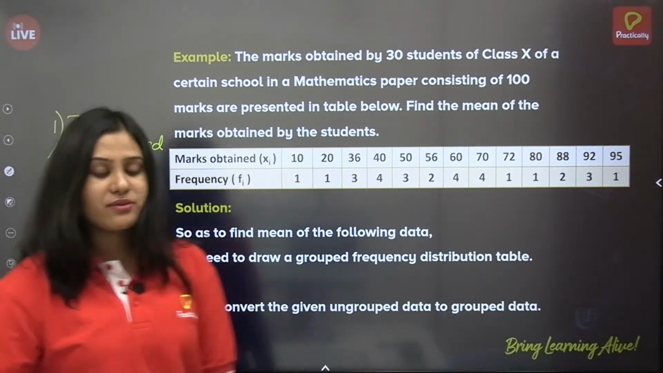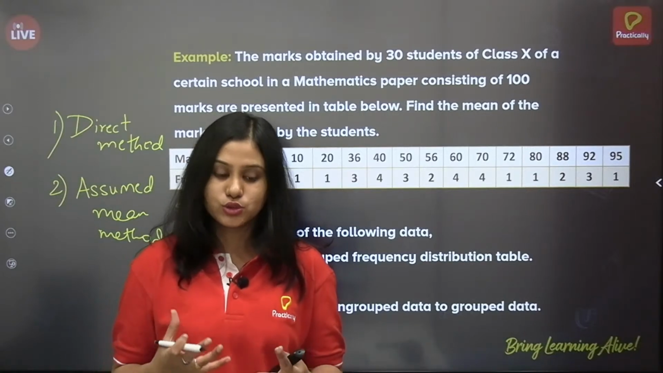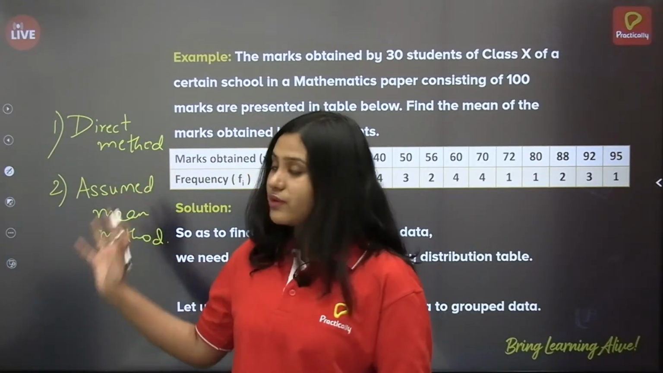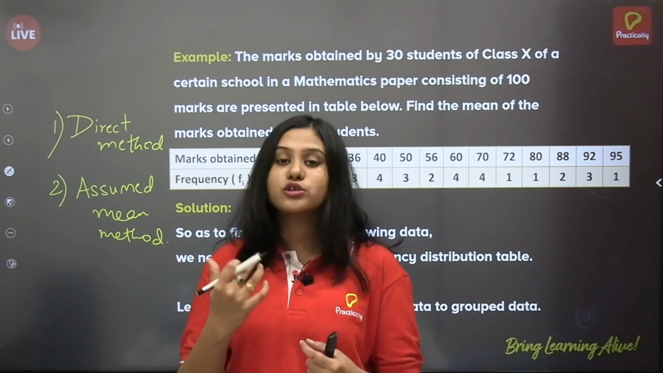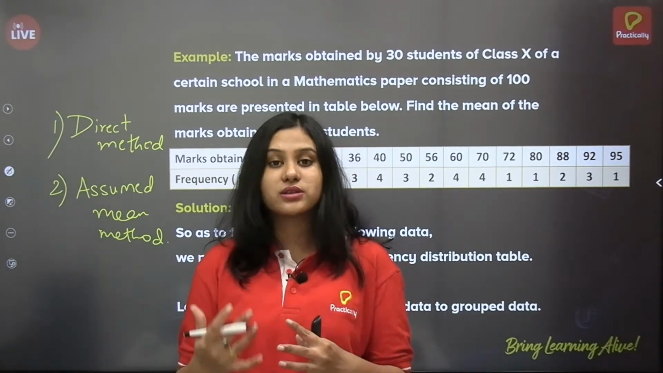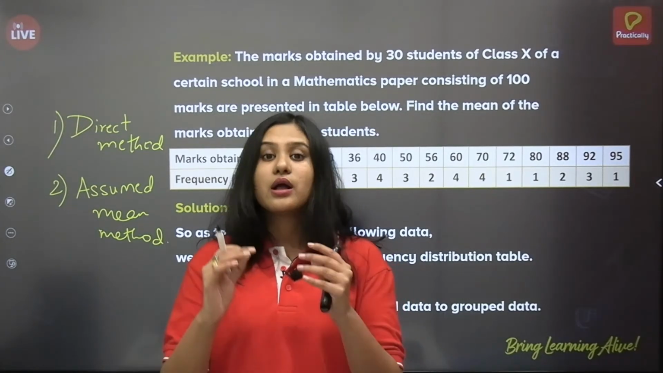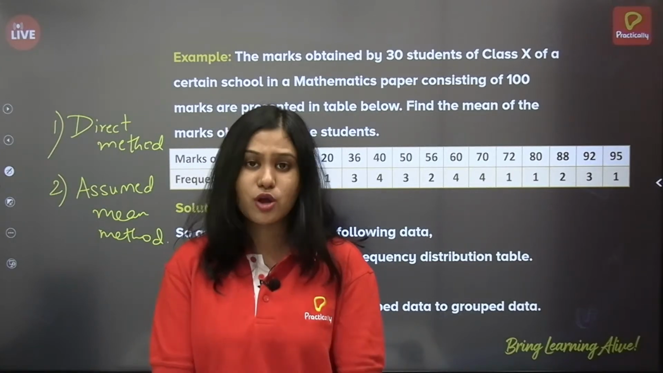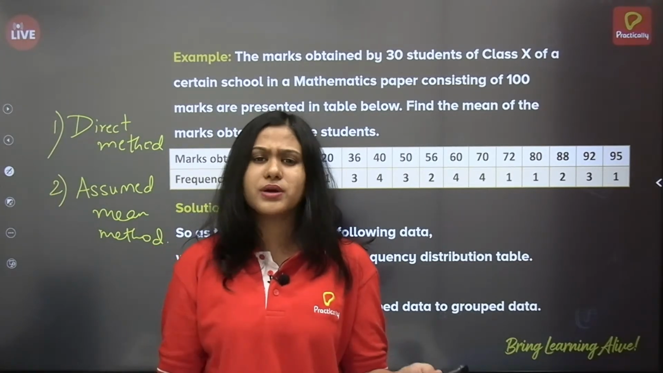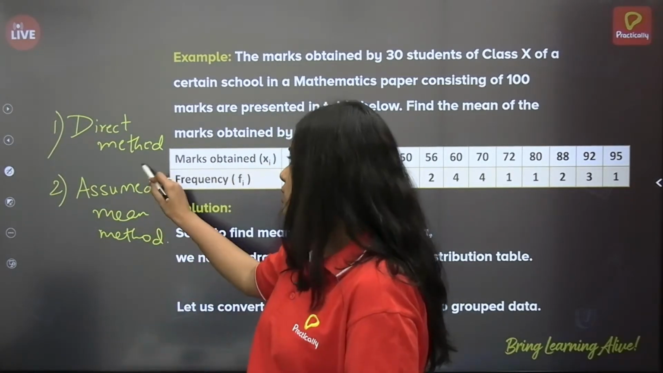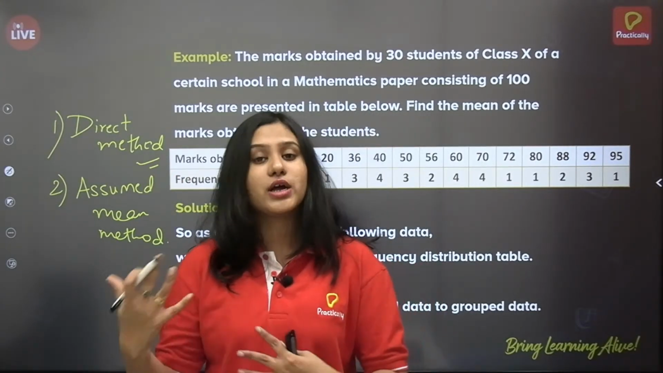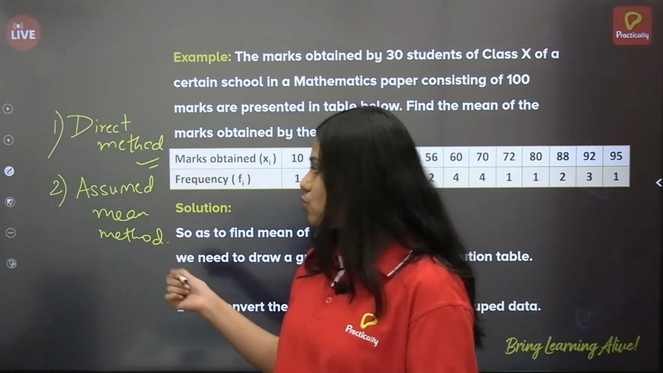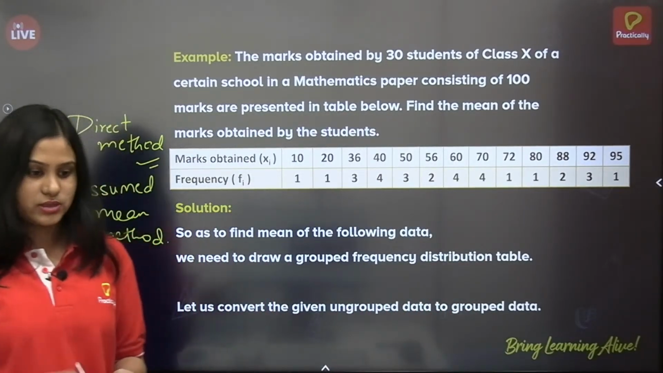So now you might be wondering which method to use for which kind of problem. Generally, according to your convenience or the problem given, you see which method is easier for you. If you feel the direct method is applicable for this problem, which can be calculated like this, it's super easy. It's the direct method, so you can use this. Otherwise, if you want to go for the assumed mean method, you can go for it as well. We will discuss both methods one by one.